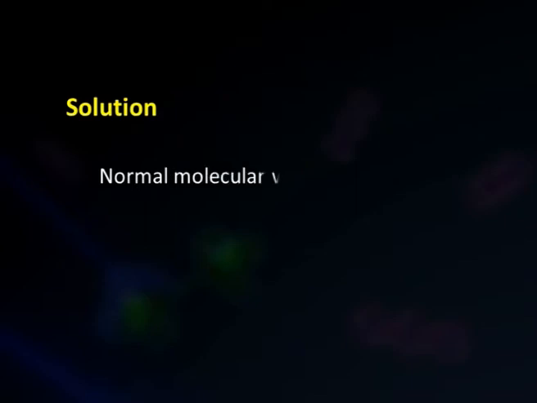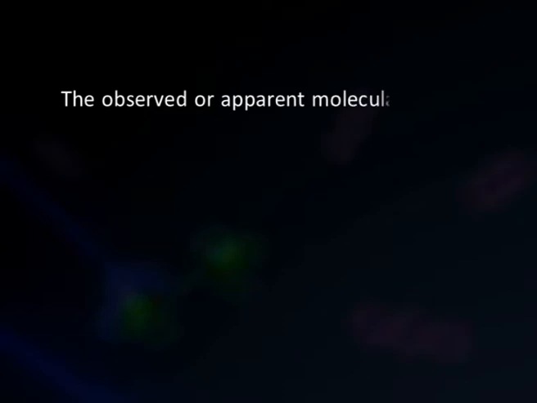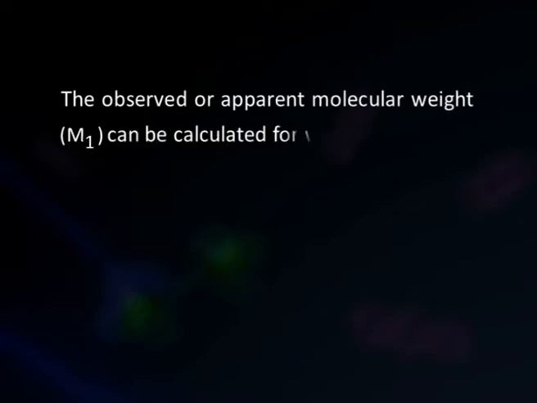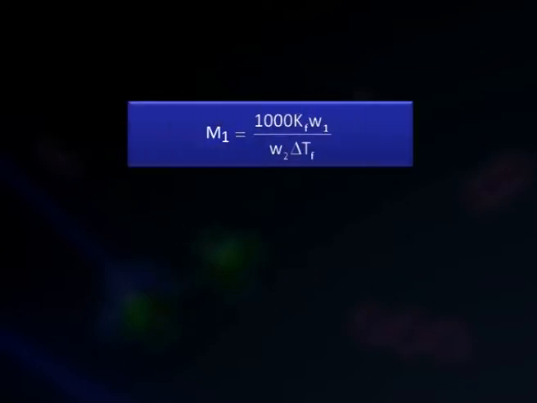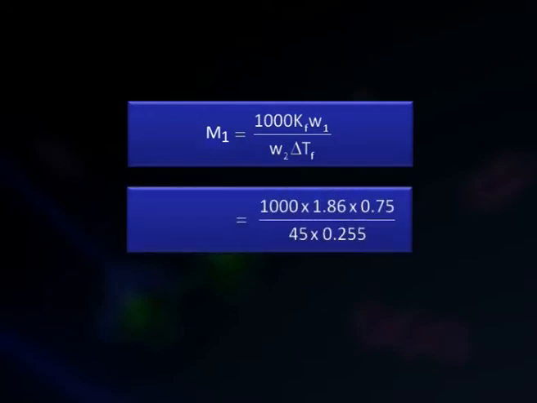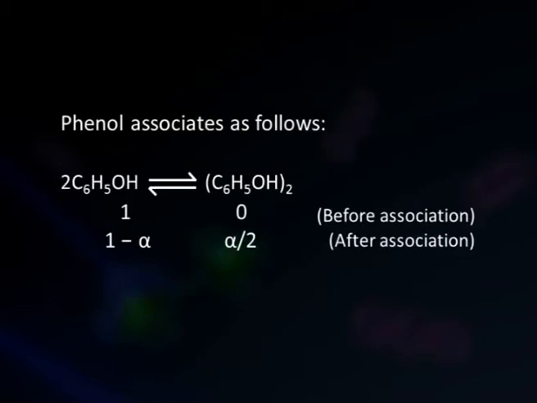As normal molecular mass of phenol is 94, the observed or apparent molecular mass M1 can be calculated, for which W1 is equal to 0.75, W2 is equal to 45, delta Tf is equal to 0.255 and M1 we have to calculate. Now M1 will be equal to 1000 Kf W1 upon W2 into delta Tf. Putting all the values, we will get M1 equal to 121.56. Phenol associates to give a dimer as follows.